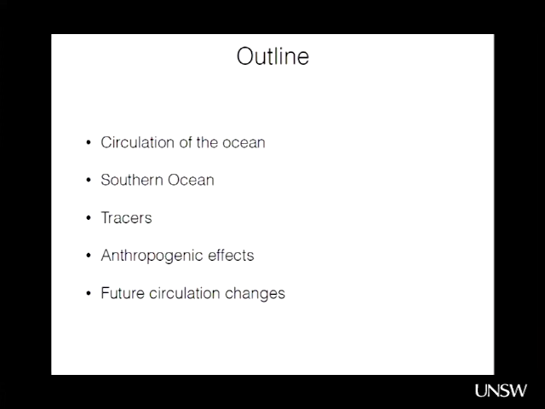And then I'll talk a little bit about the Southern Ocean, because it's pretty important when you're considering ocean circulation, and also it's the closest one to us, so we look at it a lot. Then I'll talk a bit about traces, what they are and how we use them to learn about the ocean circulation. And then I'll go more into the topic of this winter school, which is supposed to be the climate change part of it. So I'll talk about anthropogenic effects on ocean circulation, what they look like at the moment, and as they go into the future, how we think they might change the ocean circulation further.